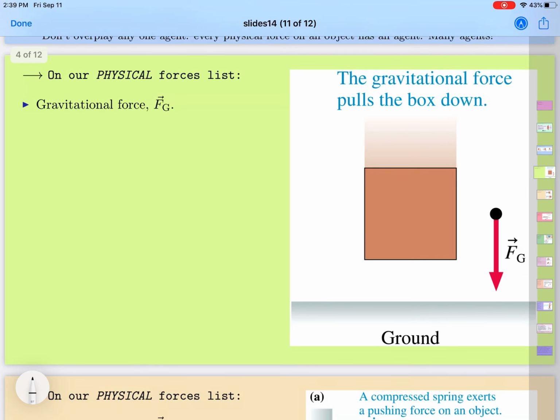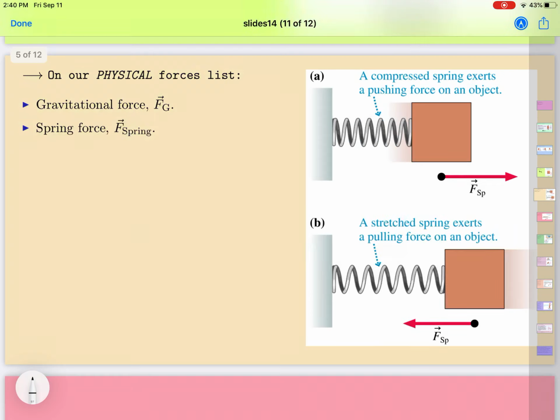So let's talk about the gravitational force, Fg. Here we can always calculate the force due to gravity as the mass times the gravitational constant of whatever planet you're on. In this case, Fg is pointing downwards since we know the box is being pulled towards Earth. So we can always write Fg is equal to mass times the gravitational acceleration.